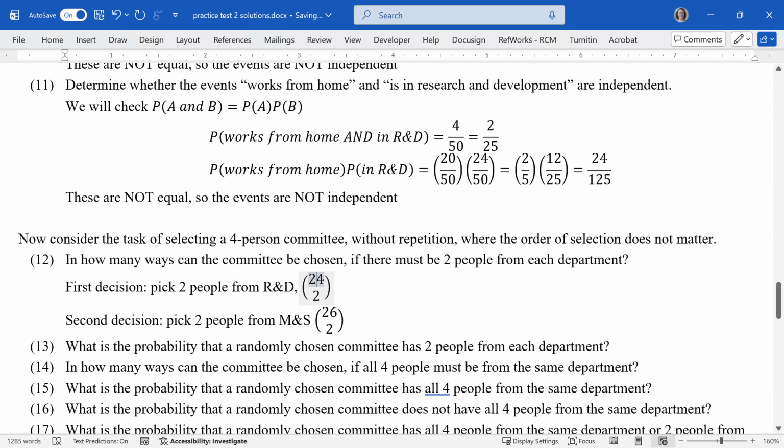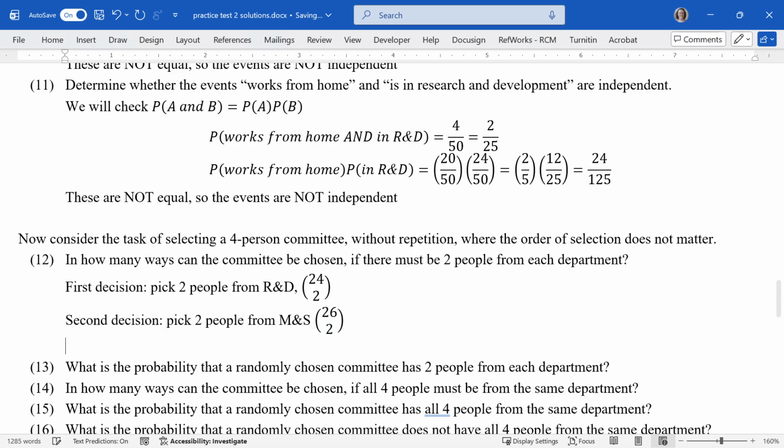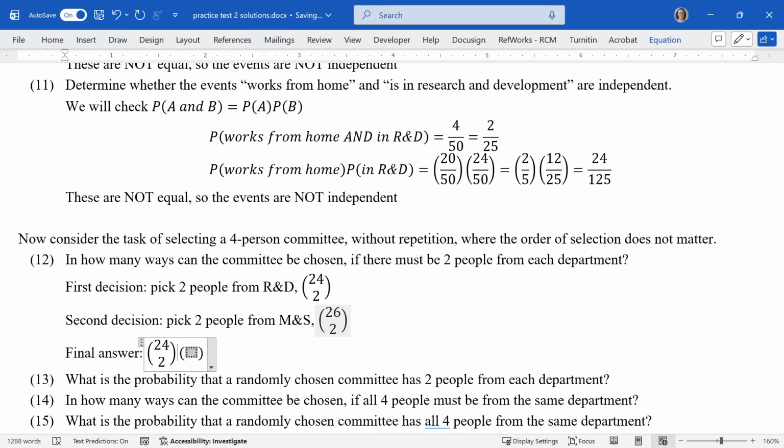And what do we do with these 2 answers here? How do we combine them? We multiply them together, because we have to make both of these decisions to get our full committee. So your final answer here is multiply these 2 together. Don't just put them kind of nearby each other or put a comma between them. They are being multiplied. So if you write these right next to each other, that's multiplication, or you could put a dot between them to show me you're multiplying them.